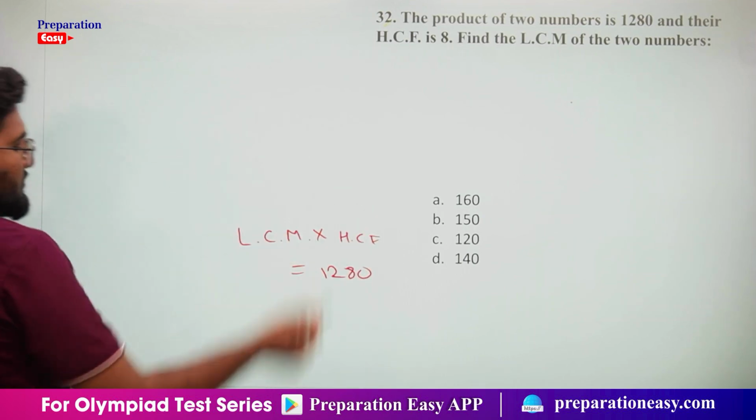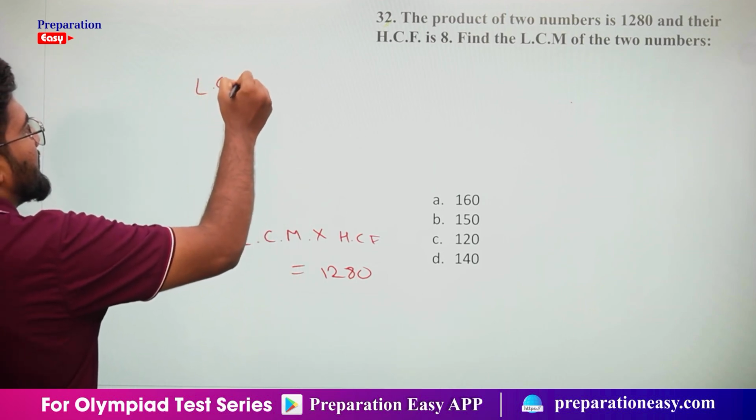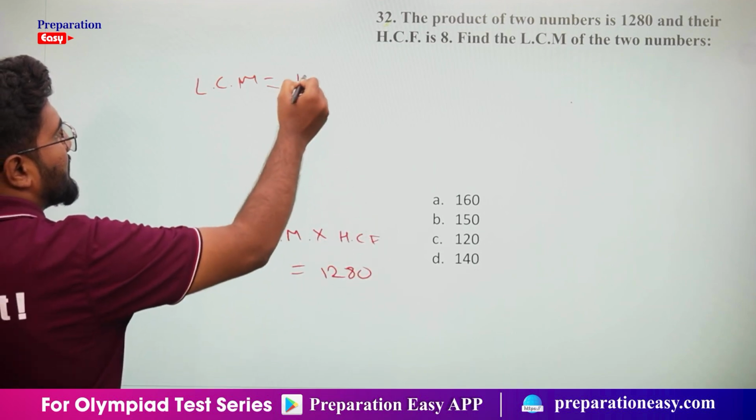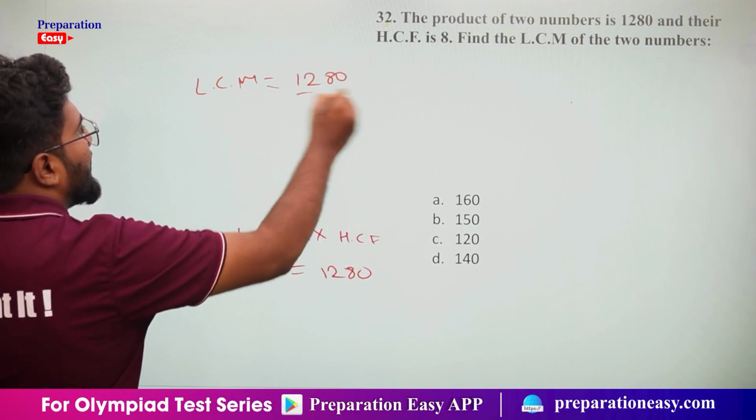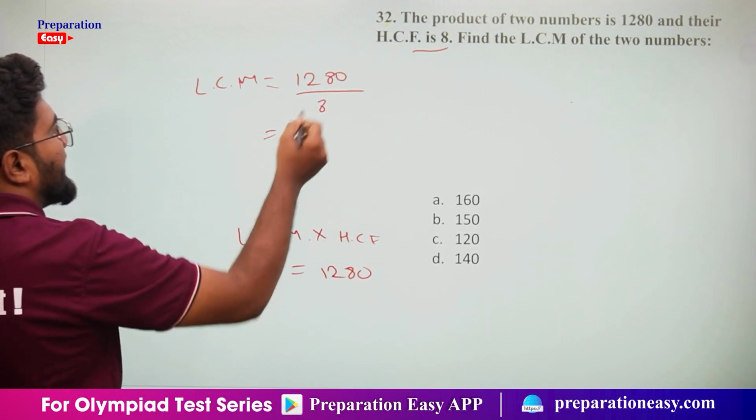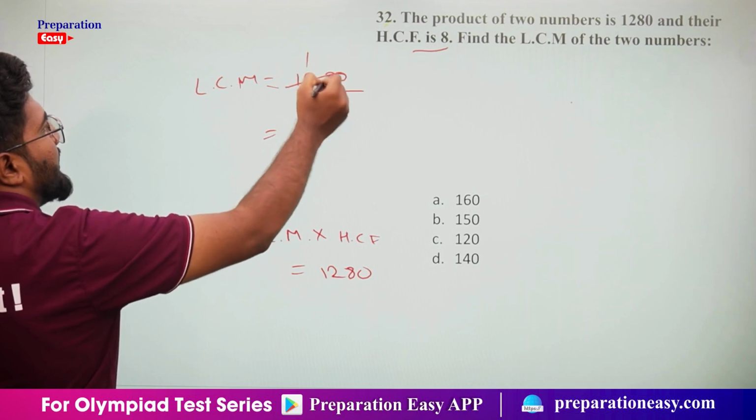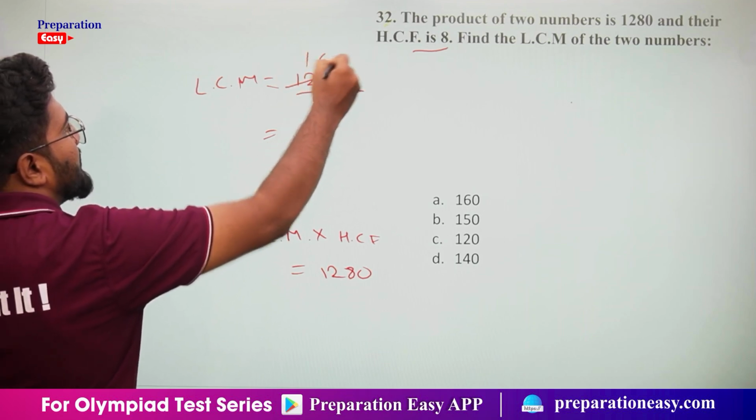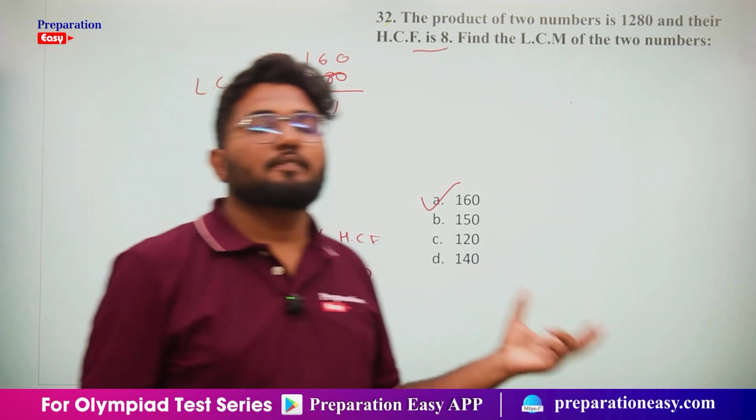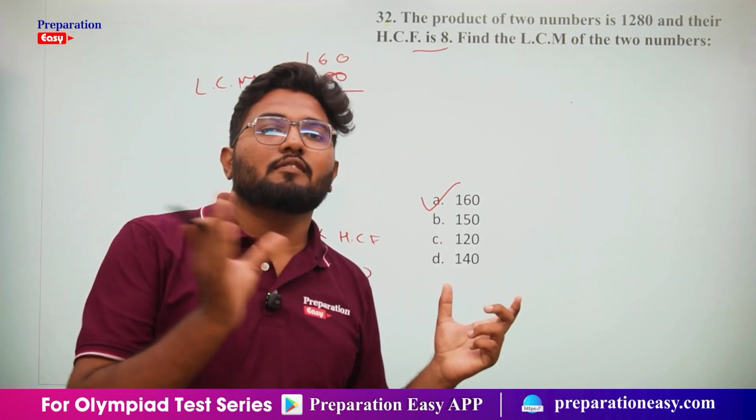I'll rough it down. Okay. So we have to find the LCM. HCF is in multiplication, LCM will go for division. 1280 divided by HCF, which is 8. So I directly divide it by 8. 8 ones are 8, 8 sixes are 48, 0. So the answer will be 160. So the LCM of two numbers whose product is 1280 and HCF is 8 will be 160.